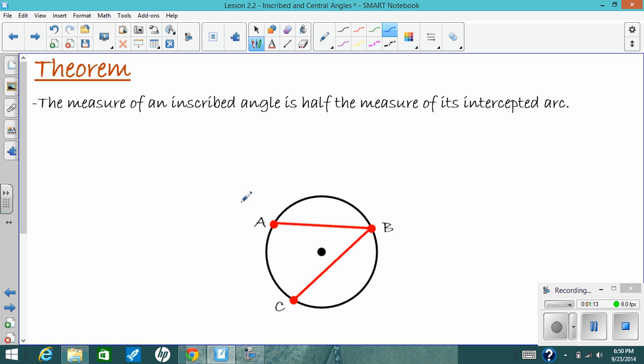And from that we get a theorem, and it has to do with the measure of the angle that's formed and the measure of the intercepted arc. What happens is this angle, we'll just call it angle B for short here, and that's allowed. Angle B is equal to 1/2 the measure of arc AC. So that means if arc AC is 80 degrees, then angle B is 40 degrees.